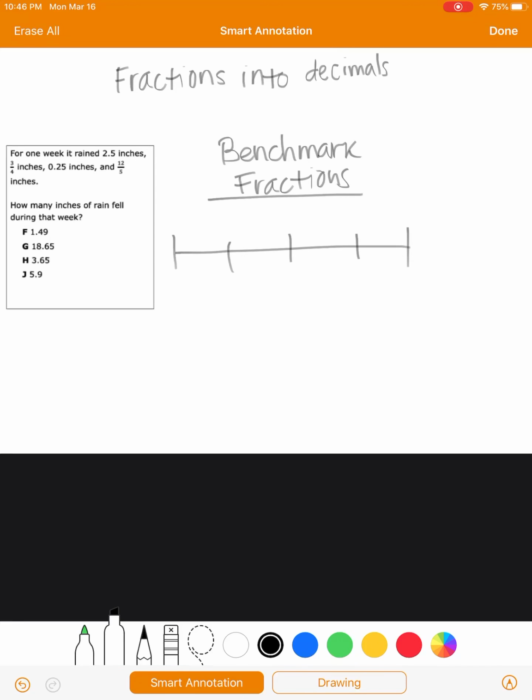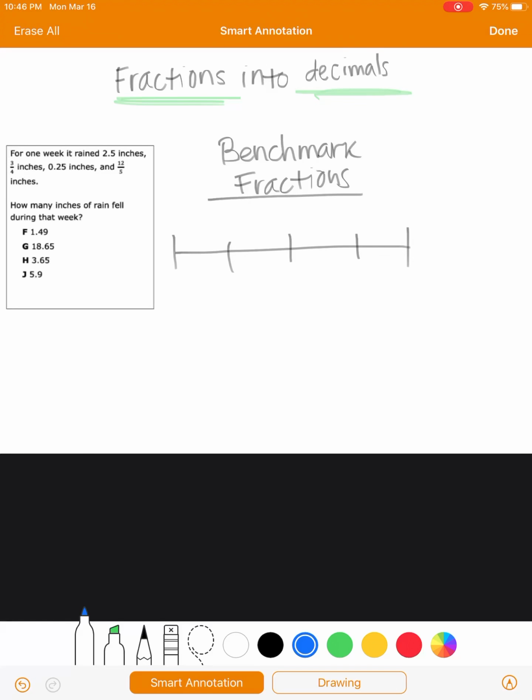Hey guys, so today we're gonna go into turning fractions into decimals. So now it's gonna be the other way around, and to do this it works a little bit different. Now remember our benchmark fractions. Everyone, and I mean everyone, should be able to know this.